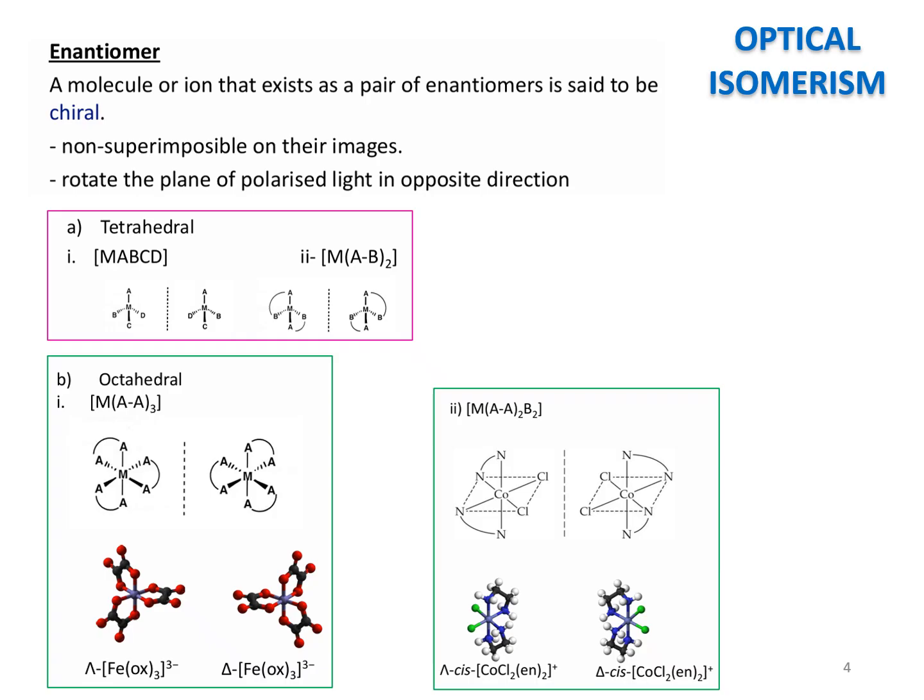Enantiomers are chiral. Because of their chirality, they rotate the polarized light. They respond to polarized light. Whenever they respond to polarized light, they will give the lambda or the delta. So they have to be chiral. Whenever you see a chiral compound, there usually are enantiomers of that compound.